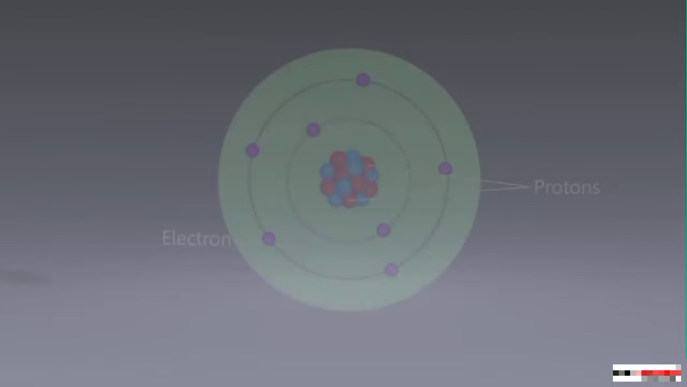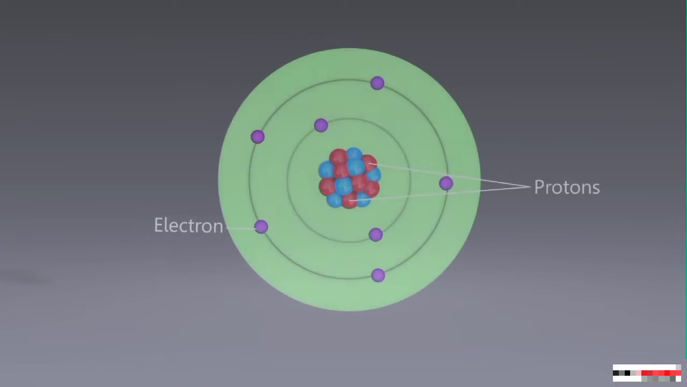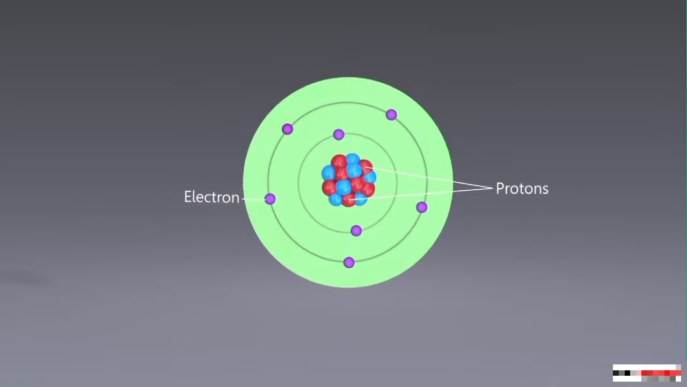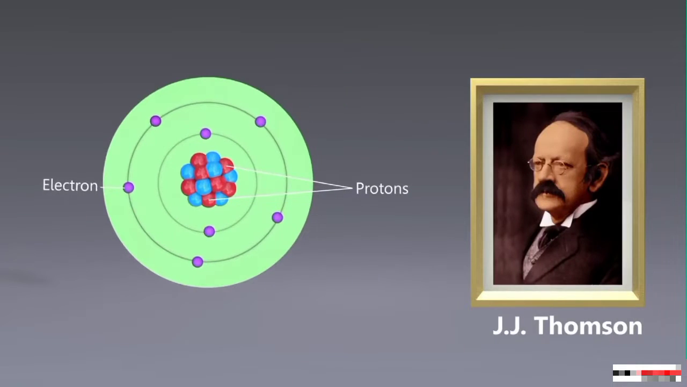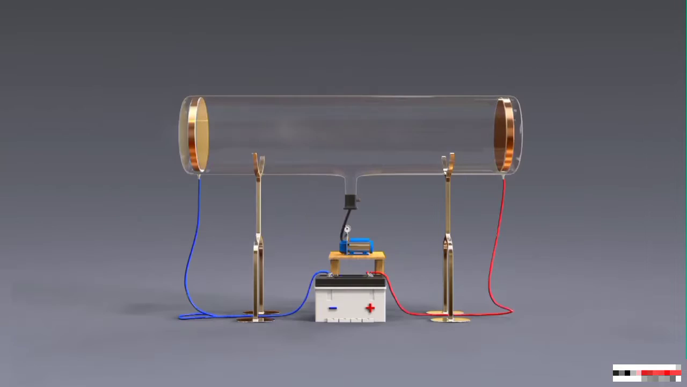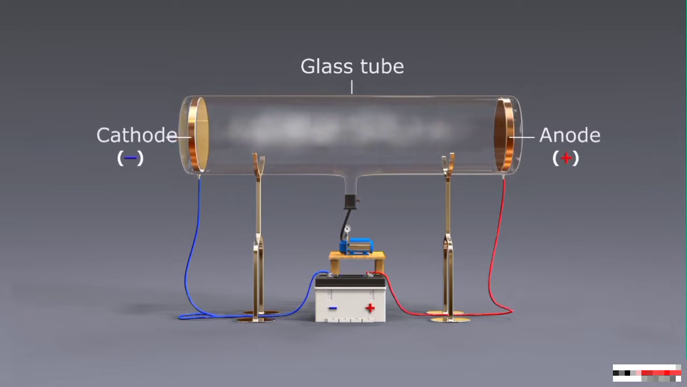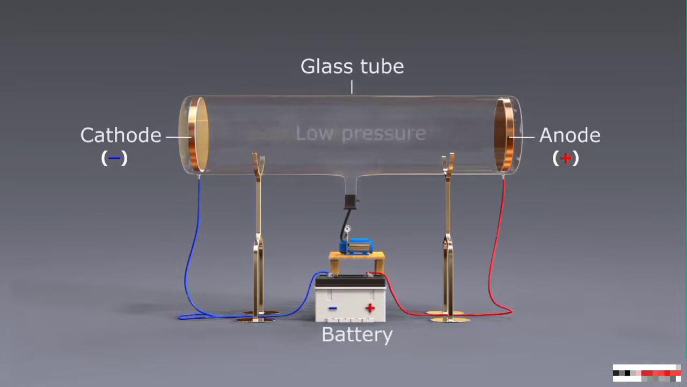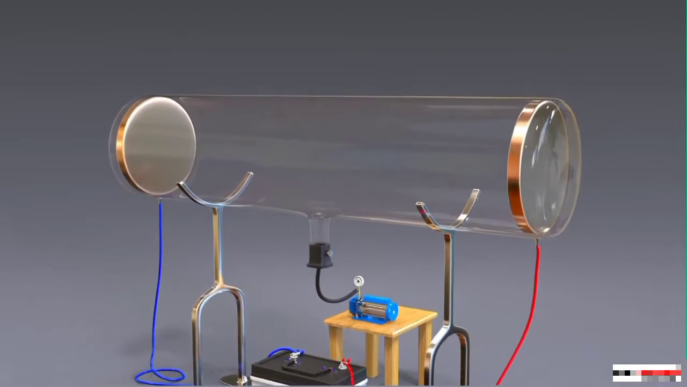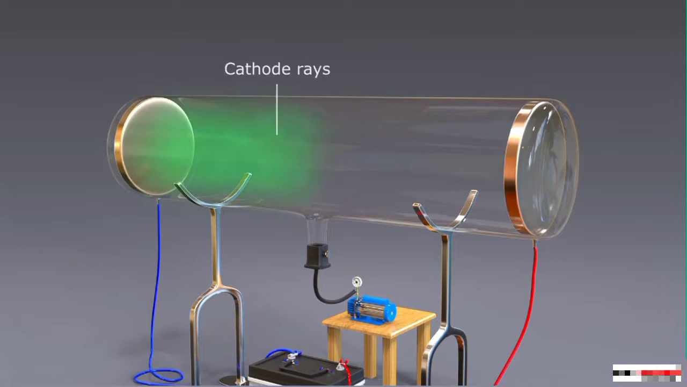Now that we know what these are, it is also important for us to know by whom they were discovered and how. The credit for the discovery of the electron goes to Sir J.J. Thomson. An experiment that helped him discover this was the cathode ray tube experiment. The setup consisted of a glass tube containing a gas, with two electrodes at its two ends connected to a battery. The gas inside the tube had a very low pressure, which was maintained with the help of a vacuum pump.